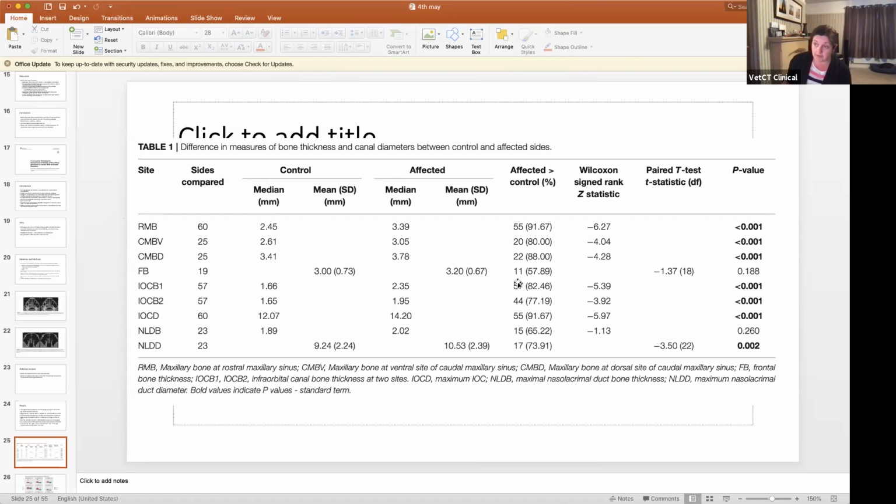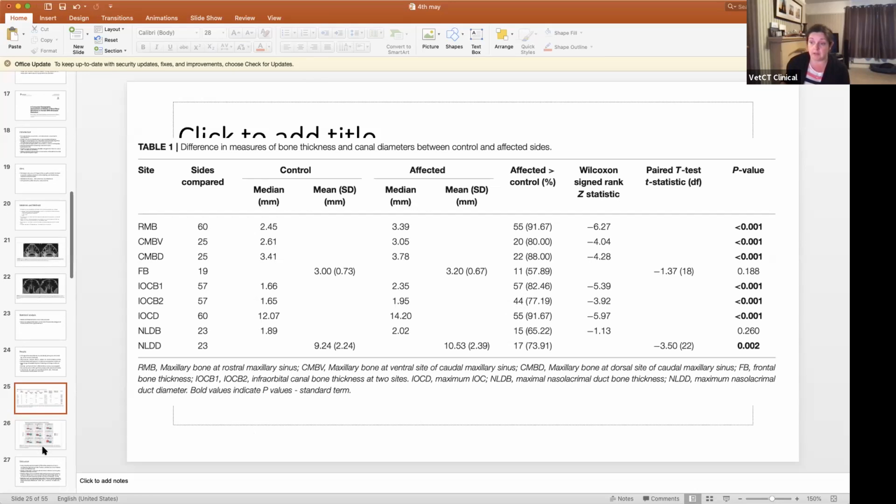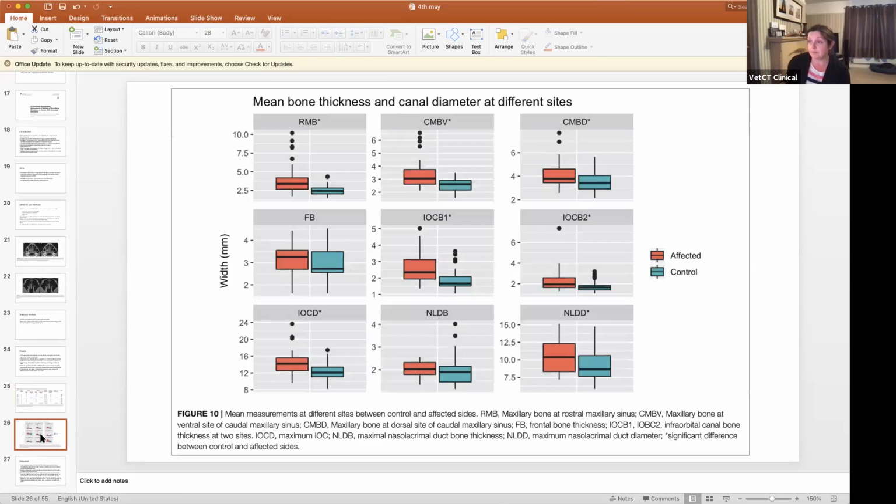The rostral measurement of the infraorbital canal was more significantly thickened, and the infraorbital canal diameter was more significantly different to the controls on the affected side. And then this is just a representation of the same thing, really. So it just showed you the asterisks indicate which ones were significant. So there was a significant difference in a number of measurements.